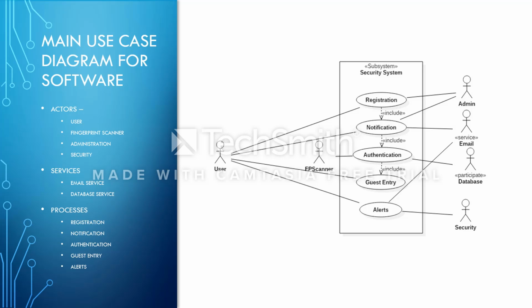Alerts. Alerts are triggered by the user in an emergency situation. This is done through the use of an app on the user's mobile phone. Once an alert is activated, the user's location is sent to the campus security, which will be displayed on their monitors.